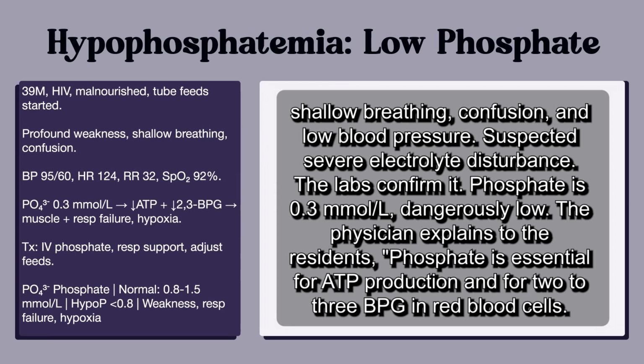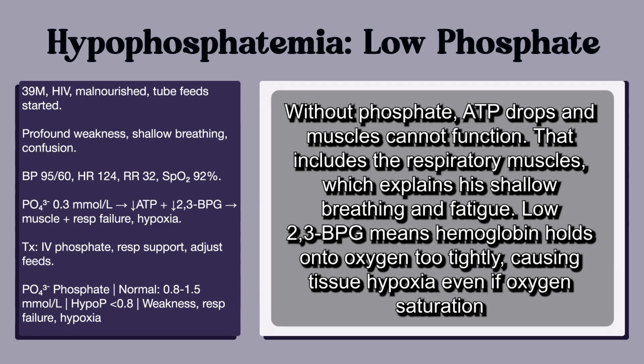Suspected severe electrolyte disturbance. The labs confirm it. Phosphate is 0.3 millimoles per liter, dangerously low. The physician explains to the residents, phosphate is essential for ATP production and for 2,3-BPG in red blood cells. Without phosphate, ATP drops and muscles cannot function. That includes the respiratory muscles, which explains his shallow breathing and fatigue.